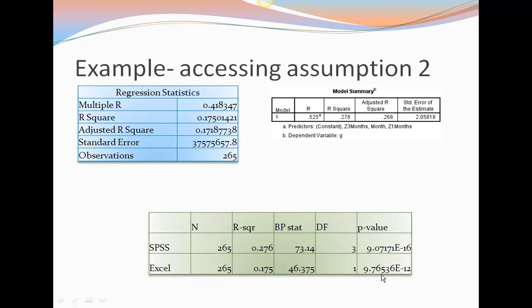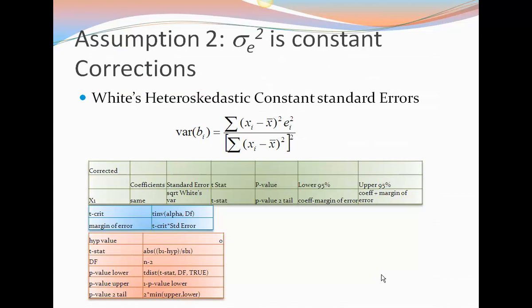Obviously, we saw that cone-shaped pattern. Our p-value is really, really close to 0. We're going to reject H0, and there's definitely heteroskedasticity here. So then the question becomes, well, how do you fix it? Here are the steps for White's heteroskedastic corrected standard errors.